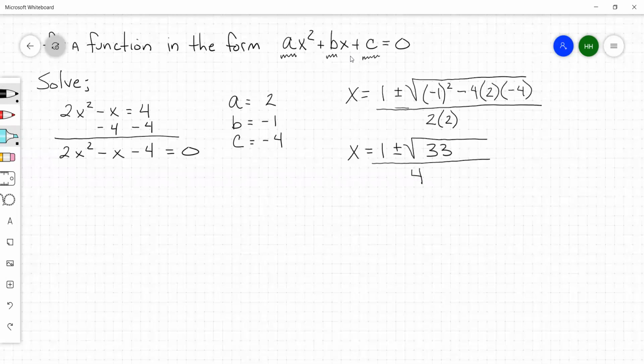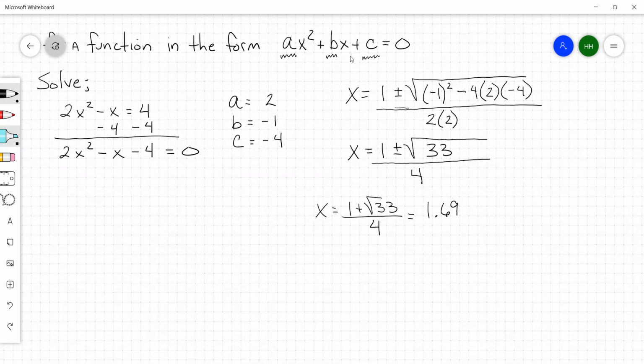So if you did in your calculator x equals 1 plus square root of 33 divided by 4. So 1 plus 33 square root equals, and divide that by 4. Fix 2, get 1.69. So 1.69, there's one solution.